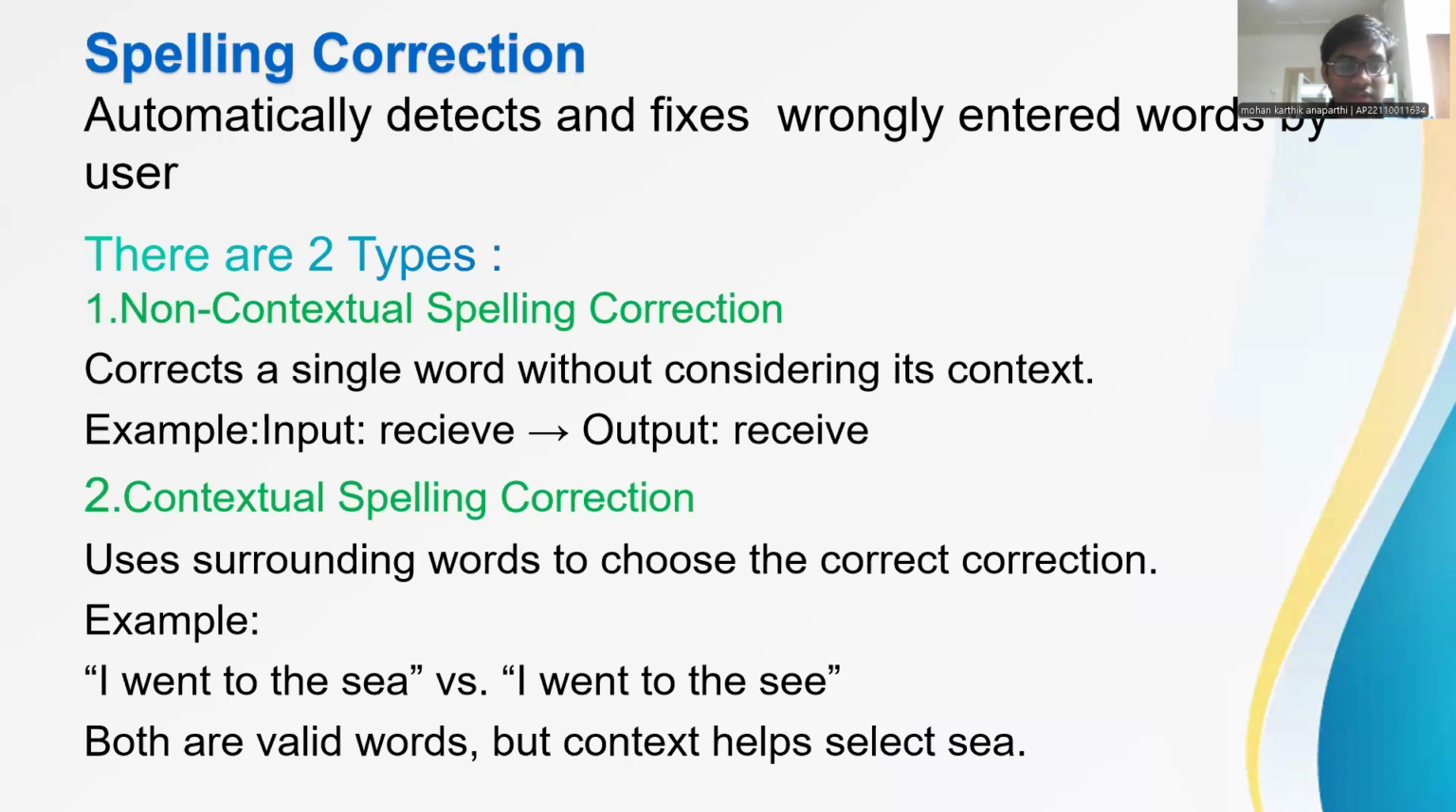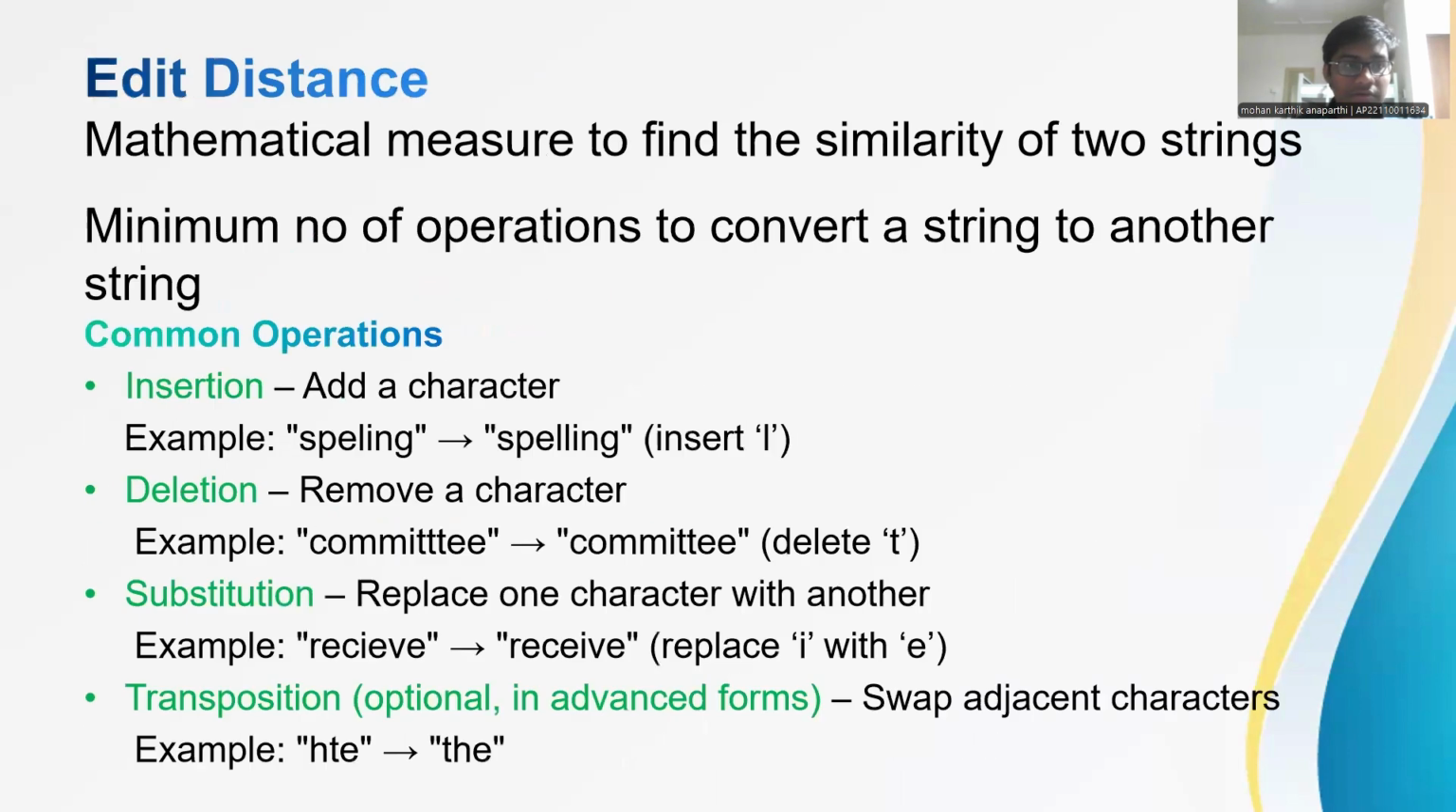Contextual spelling correction means it uses the surrounding words to predict the correct word. For example, I went to see. Here, went is something which is used for a place. Here see is a place. So both are valid words, but here the word went is used for a place. So the context helps to select the C. Let us go into the next topic, which is edit distance.